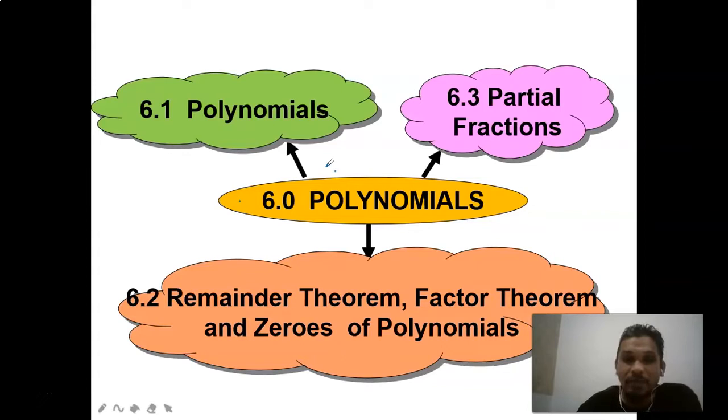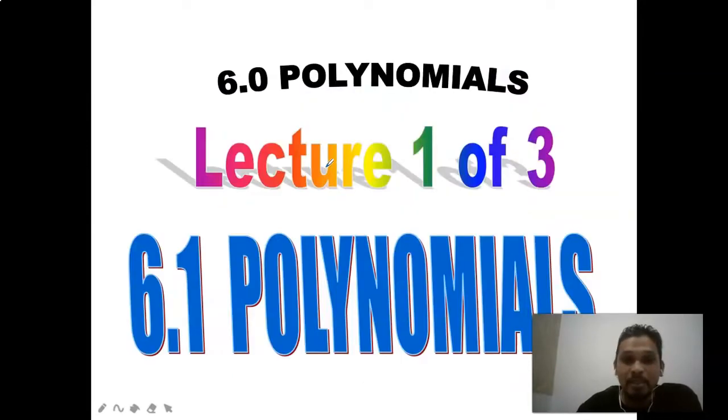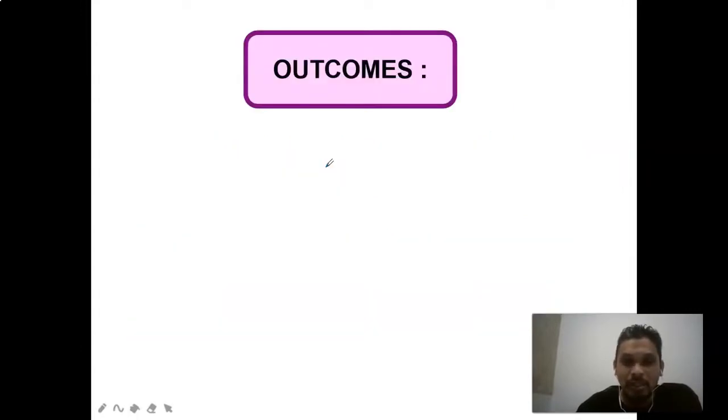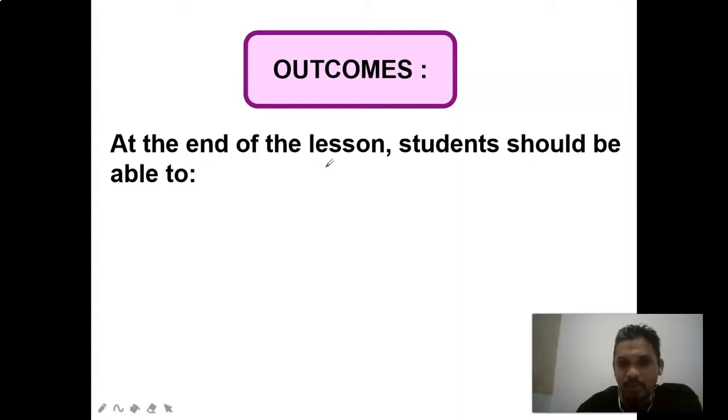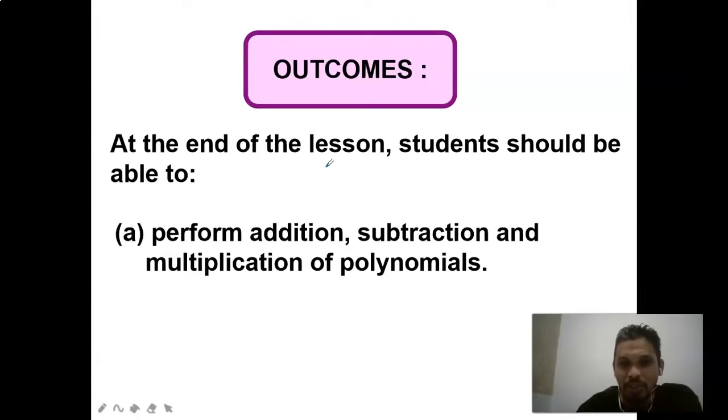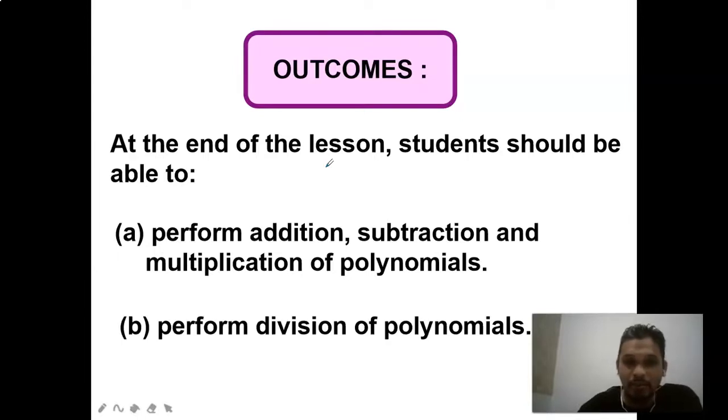The first part of this topic, 6.1, polynomial. Please refer to your notes again. At the end of the lesson, students should be able to perform addition, subtraction, and multiplication of polynomials, and also perform the division. So this is the keyword for today's lecture: addition, subtraction, and multiplication, and also division of polynomial.